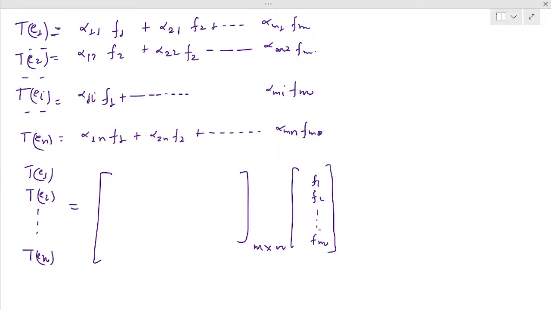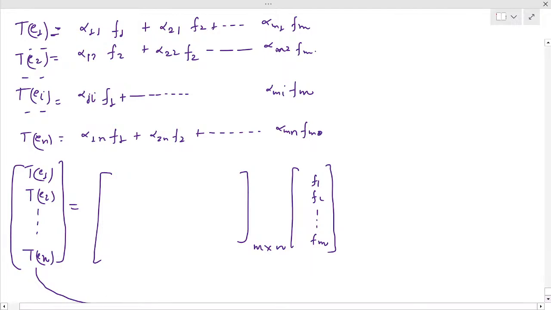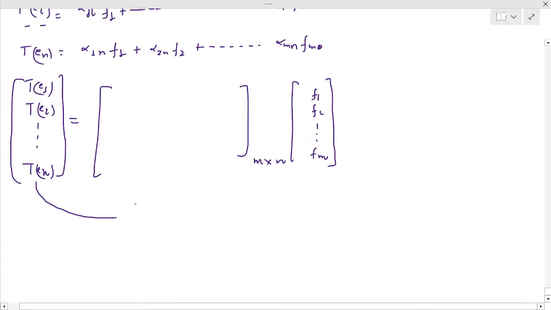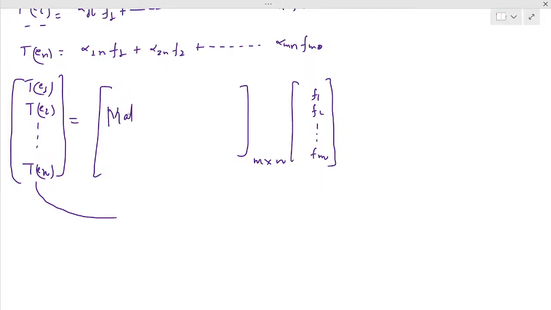Okay, is that clear? So what has happened? This particular matrix has converted one basis set to another, so if I want to convert from one basis set to another, this particular matrix comes into the picture. This particular matrix is called the matrix of the linear transformation. I'm just giving you an idea of it.